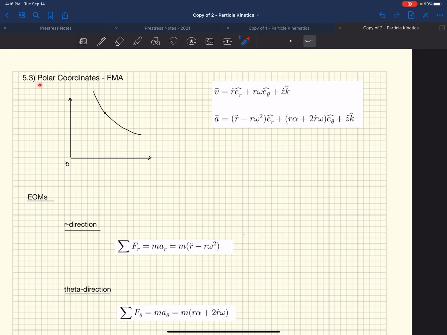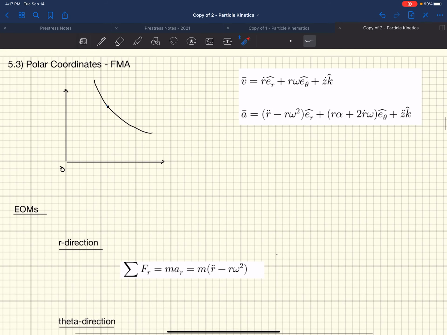Okay, so the last coordinate system we're going to do with F equals MA is polar coordinates. Like I said, you're getting the hang of this. In this coordinate system, right?